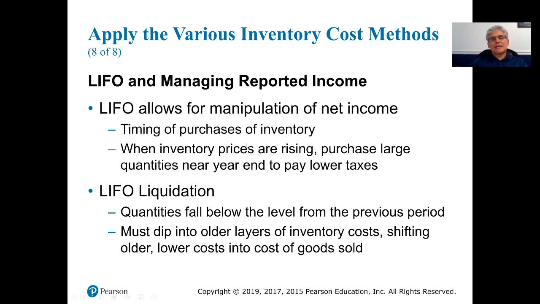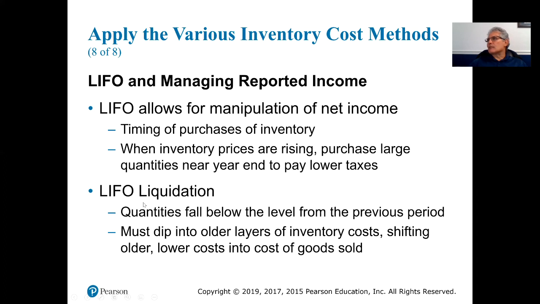So LIFO and managing reported income: LIFO allows for manipulation of net income. With the timing of purchases of inventory, you might decide to buy more inventory at certain times in order to increase the cost of goods sold and lower your net income. When inventory prices are rising, purchase large quantities near the year end to end up paying lower taxes. Companies do in fact do this to lower their tax liabilities. And by the way, that is legal. You're not fabricating anything, you're actually purchasing it. So you might be motivated to use LIFO so that you end up paying lower taxes.